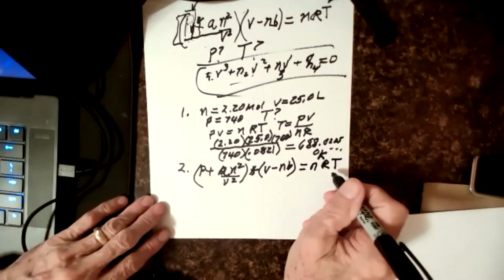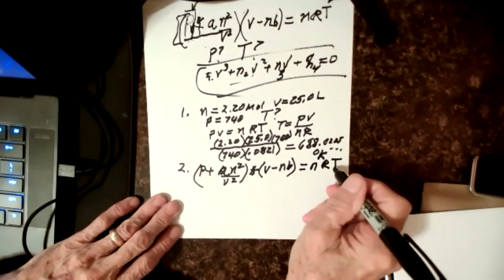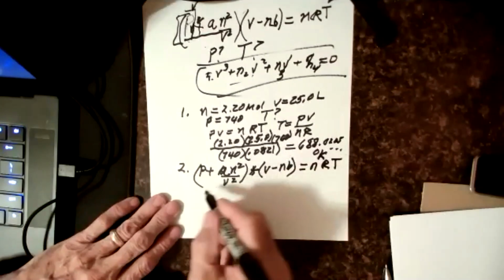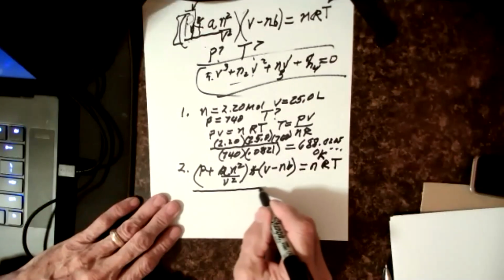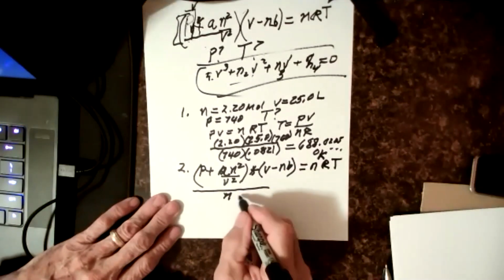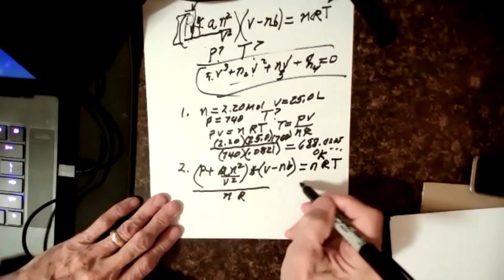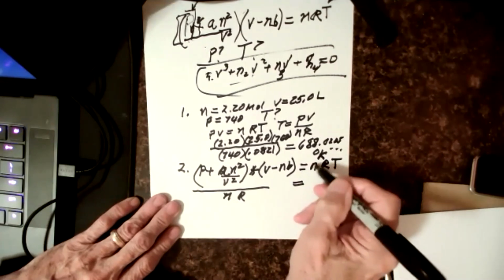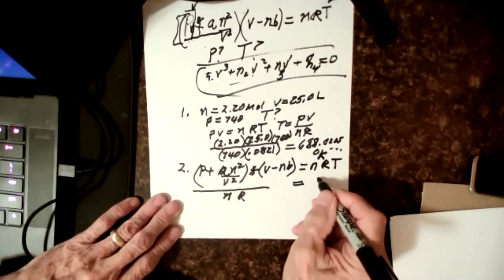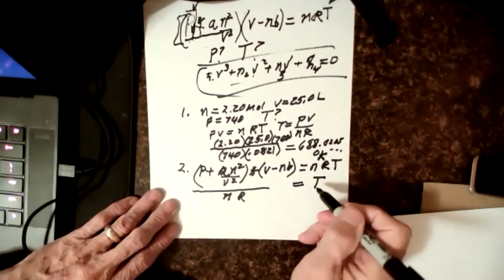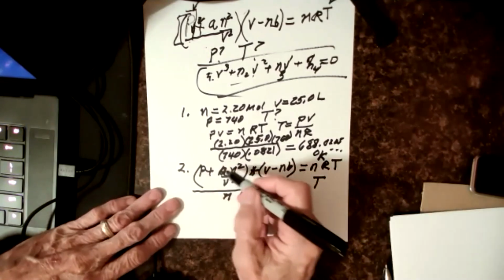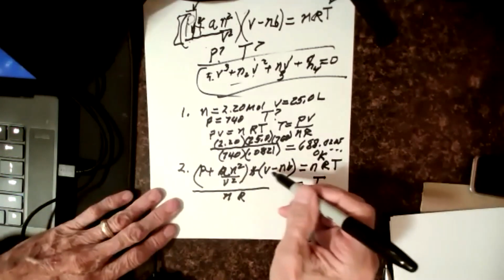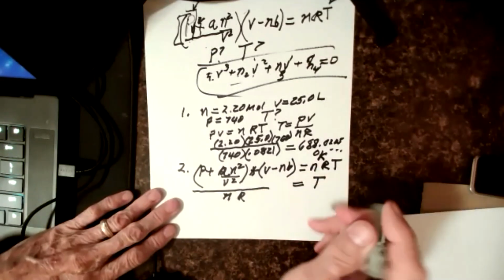Now, it's telling me to solve for T. So I'm going to divide the whole thing through by N and R, and that will divide the NR out, leaving the T. So my temperature is going to be P plus AN squared over V squared times V minus NB, divided by NR.